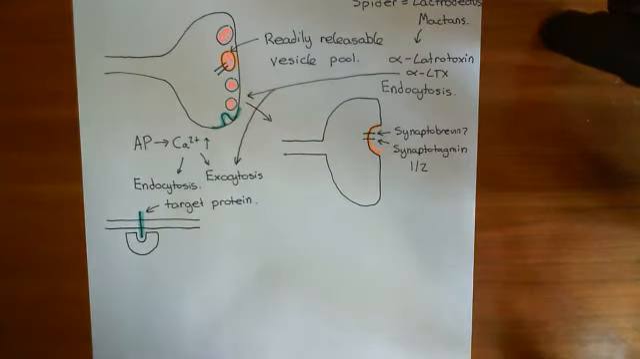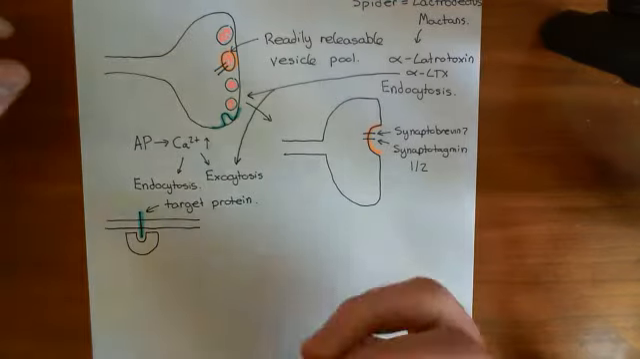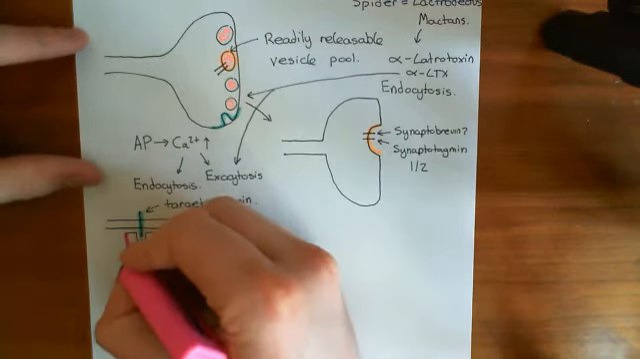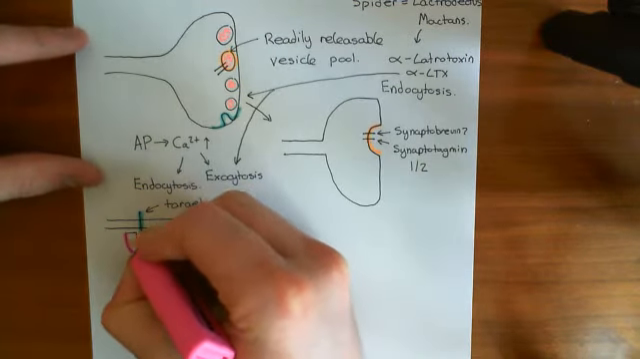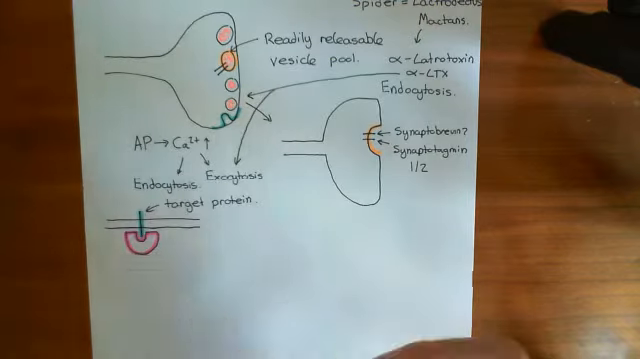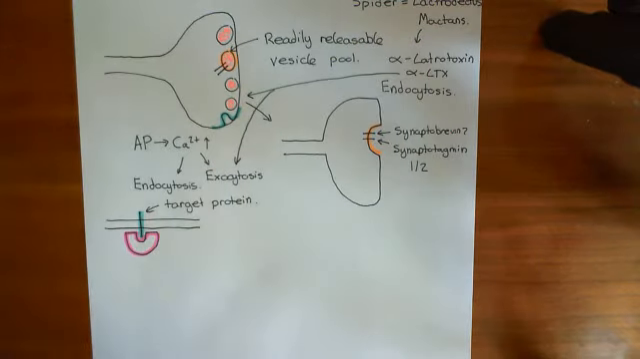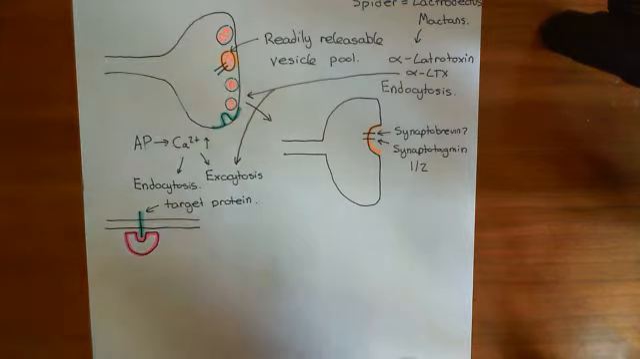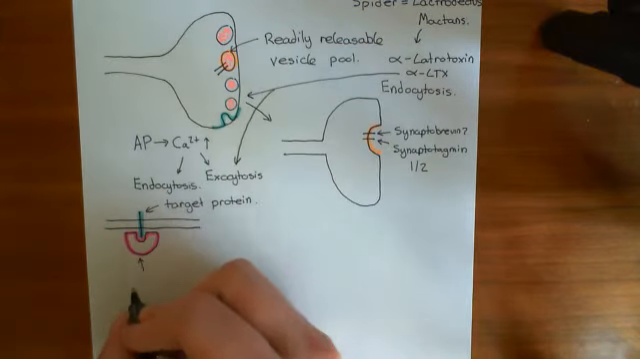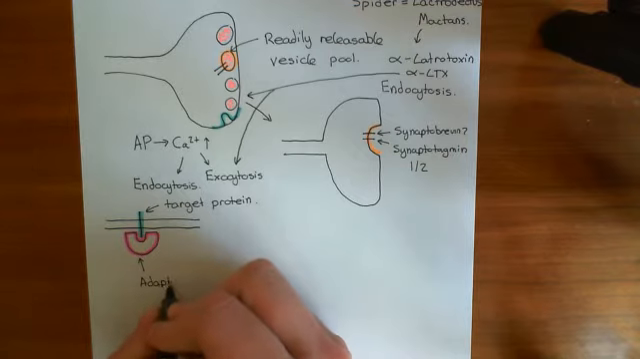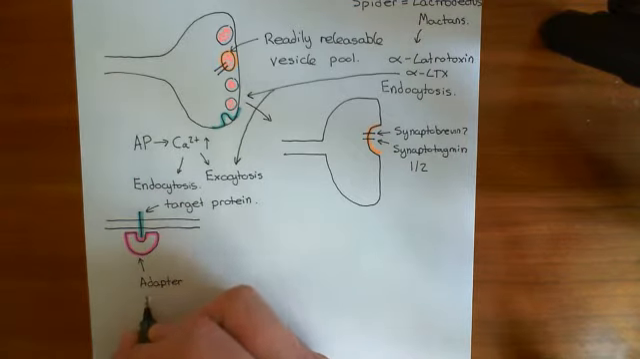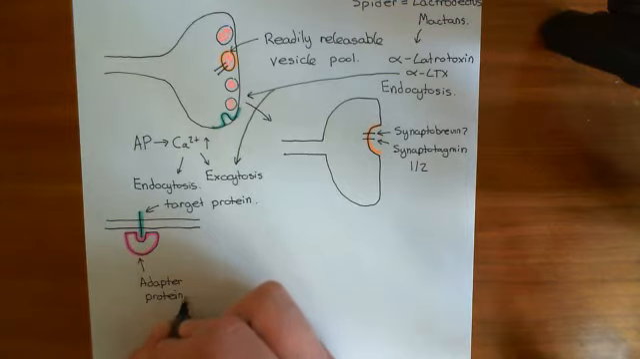Okay, so some adaptor protein is going to need to come and bind to the cytoplasmic domain of our target protein, which you can think of as either the cytoplasmic domain of synaptobrevin 2 or synaptotagmin 1/2. So this is an adaptor protein that comes and recognizes the cytoplasmic domain of the target protein and recognizes that this target protein needs to be endocytosed, basically.